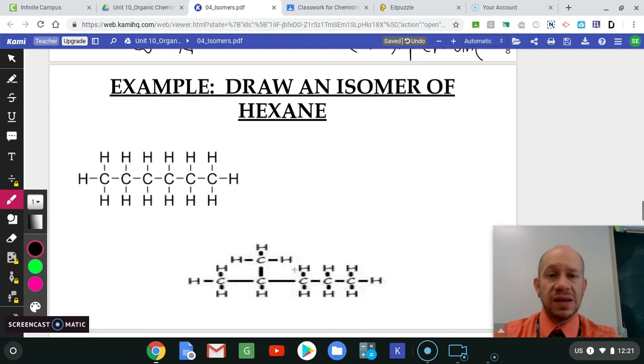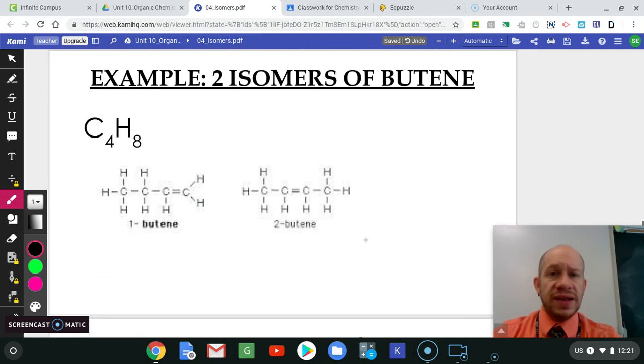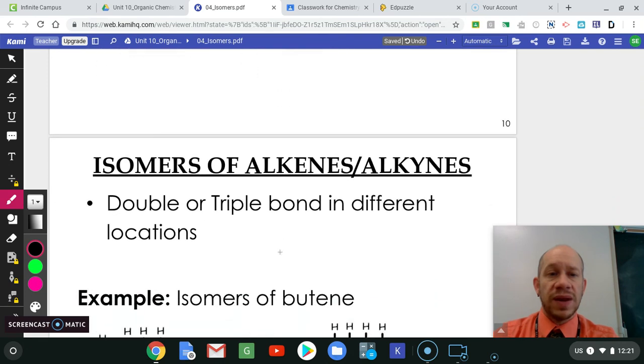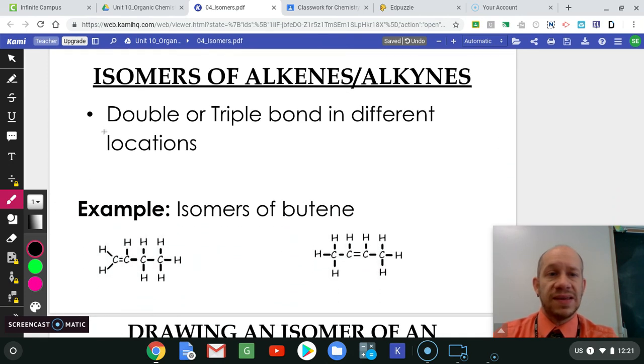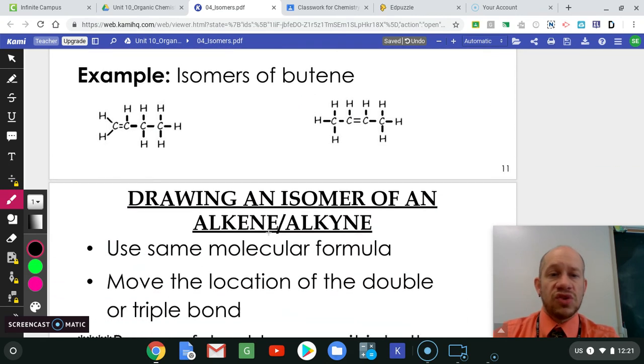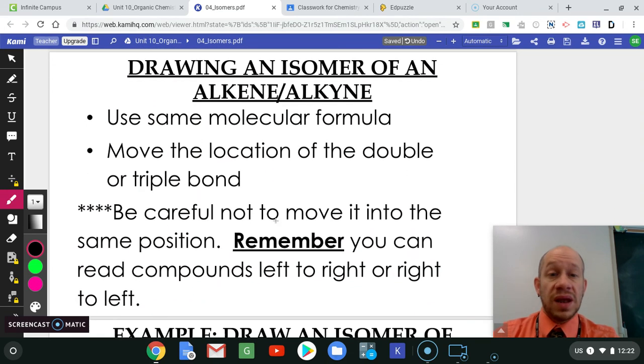Here are 2 isomers of butene. When I have a double bond, I can easily just move that double bond. So when I have isomers of alkenes or alkynes, the double or triple bond, just put it in a different location. So just be careful not to move it into the same position, because remember, you can read compounds left to right or right to left. So sometimes if you just switch the side, you end up drawing the same thing.